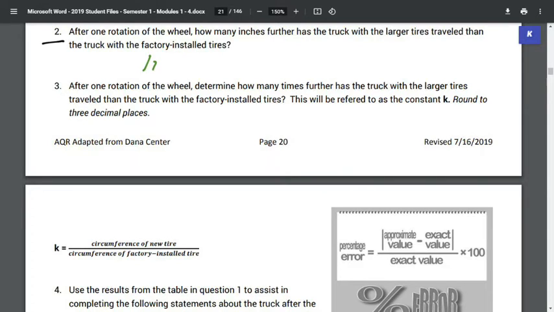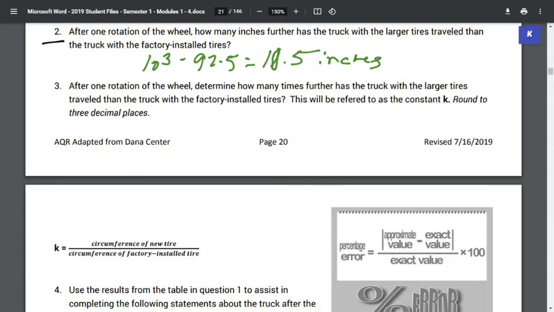So our newer, bigger tires were 103 inches, and we're going to subtract that from our 92.5 inches on the factory installed tires. So when we do that, we are going to get 11.5. Actually, scratch that, we're going to get 10.5. So 10.5 inches further between these two tires using their circumference.